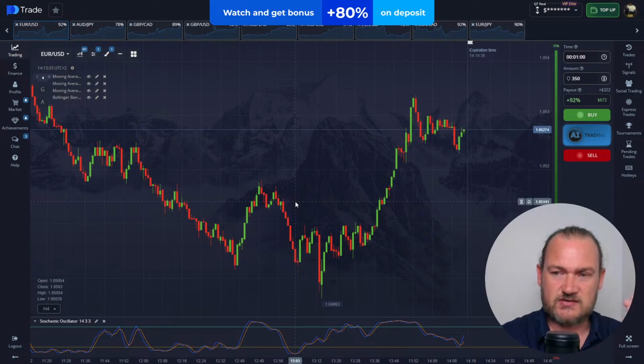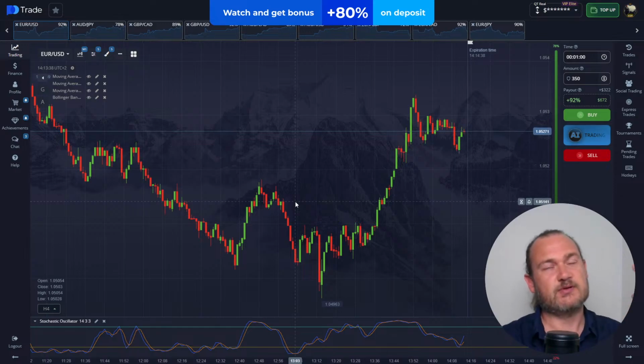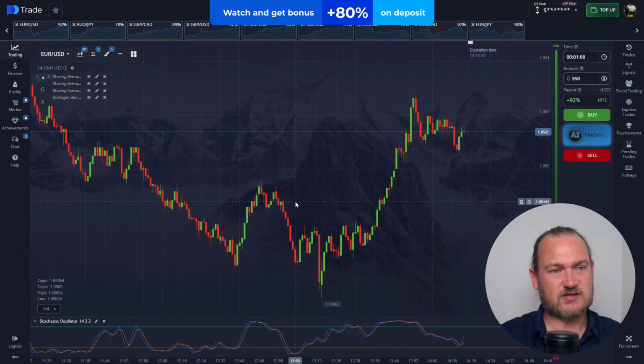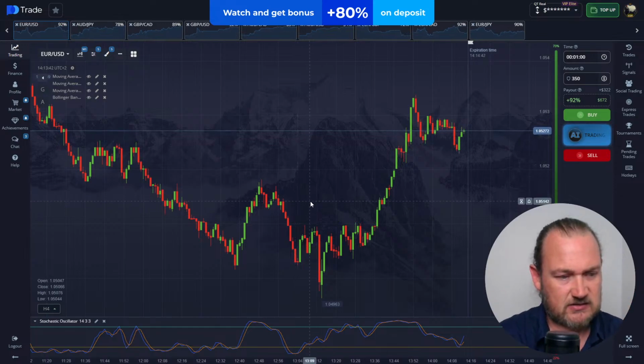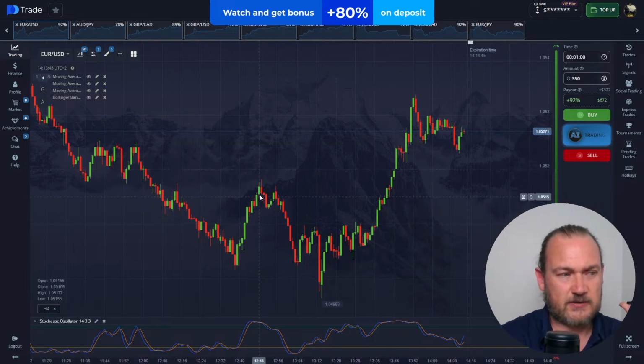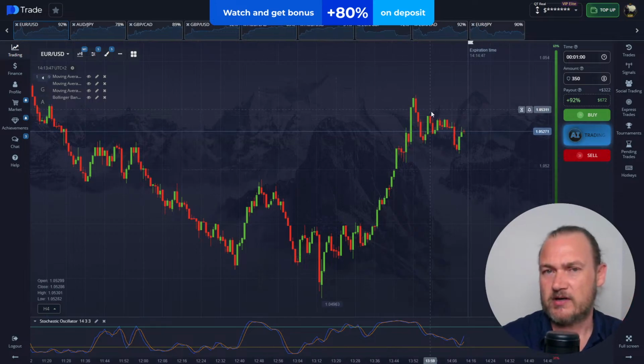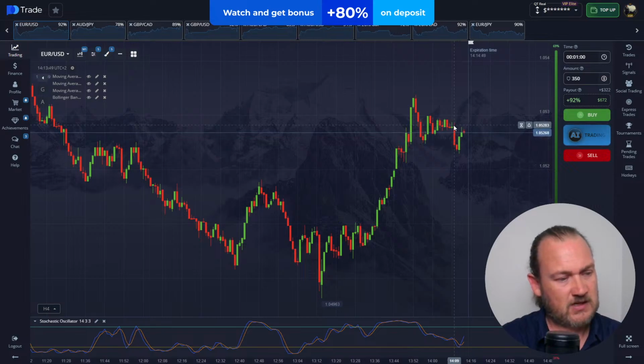We do need to use other indicators to cross-reference and such, but we'll have a look at that in a second. Okay, so this is one popular way that the stochastic is used.